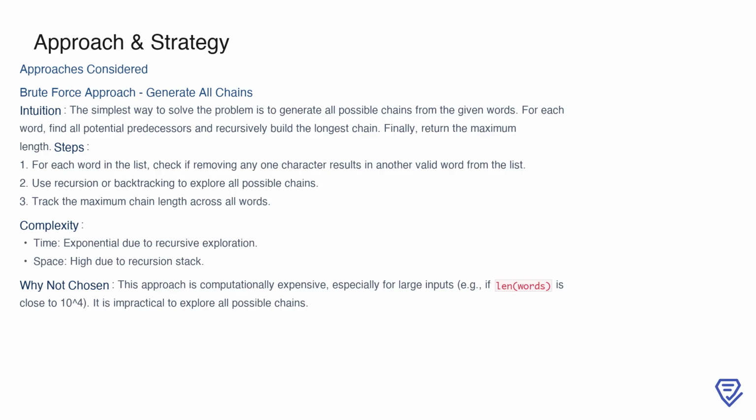The recursive exploration of all possible chains leads to exponential time complexity, as each word has multiple potential predecessors, and the recursion stack also consumes a significant amount of memory. While conceptually simple, this method becomes computationally infeasible for larger inputs, such as when the number of words in the list approaches 10,000. Thus, it is not a practical solution for this problem.